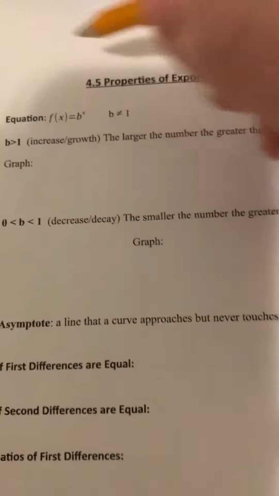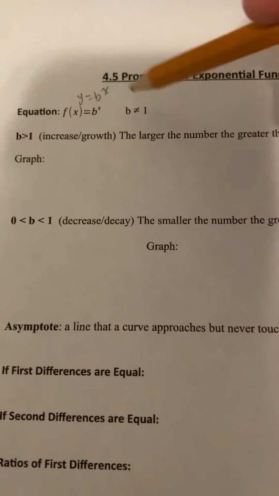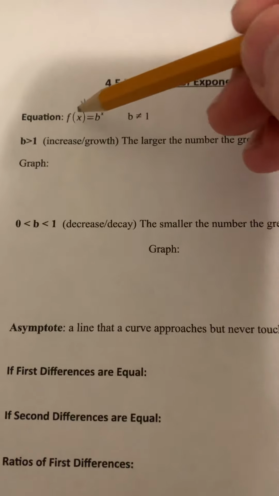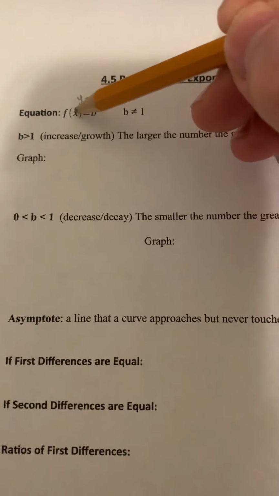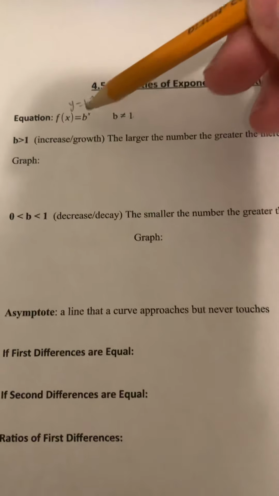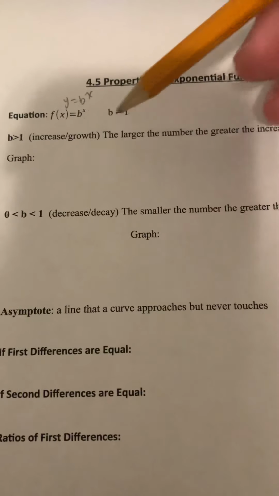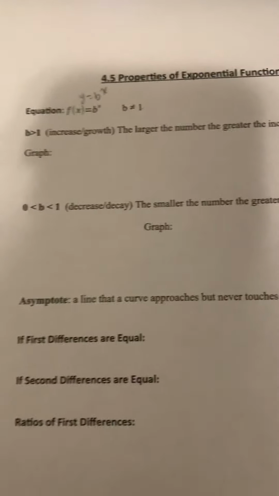So the equation is just this, y equals b^x. So y equals b to the power of x. But instead of y, we use f(x) now. And in the equation, b cannot be 1, because 1 to the power of anything is just 1, so you don't get anything, you just get a straight line.